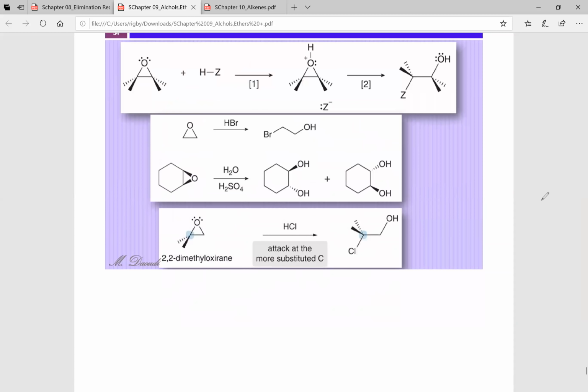Also, another thing I want to say is that stereochemistry is still inverted in this case because again, we're going through an SN2 reaction.